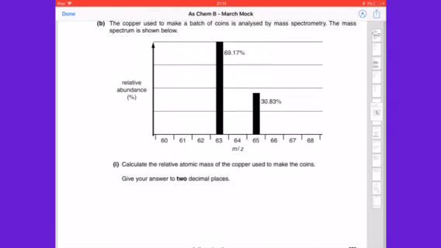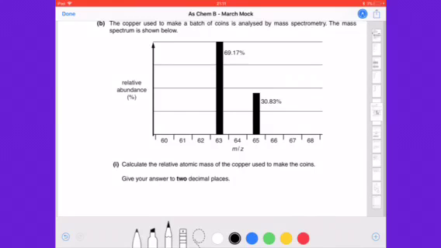To do this calculation, what you have to do is multiply the relative abundance by the mass of that isotope and add that to the relative abundance multiplied by the mass of the second isotope. Once you've got those two values, if you divide by 100, that will get you to your final answer, and that should be 63.62.